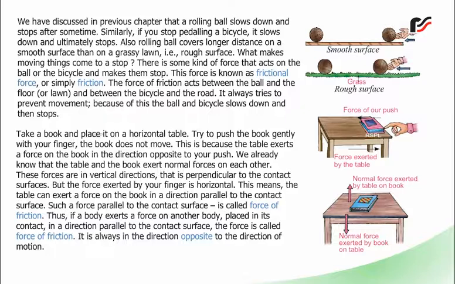Such a force parallel to the contact surface is called force of friction. Thus, if a body exerts a force on another body placed in contact with it in a direction parallel to the contact surface, the force is called force of friction. It is always in the direction opposite to the direction of motion.